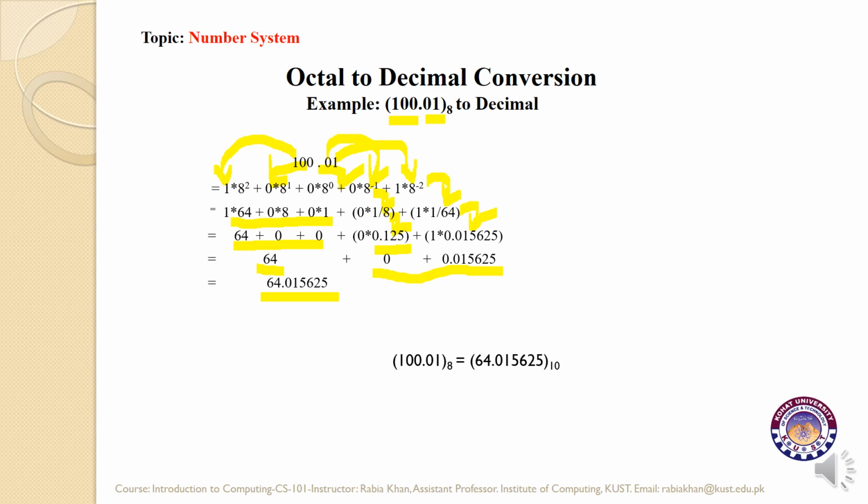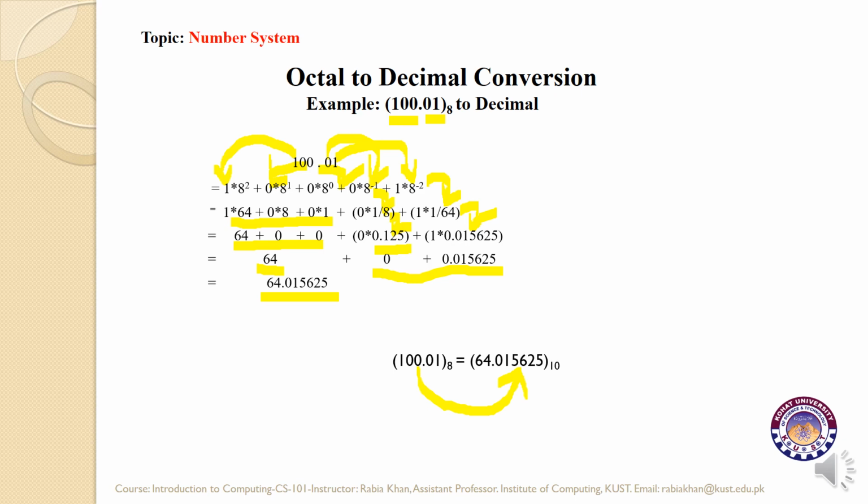How do we need to write the answer? We were given an octal number 100.01 and we have converted it into the respective decimal number, and it becomes 64.015625.